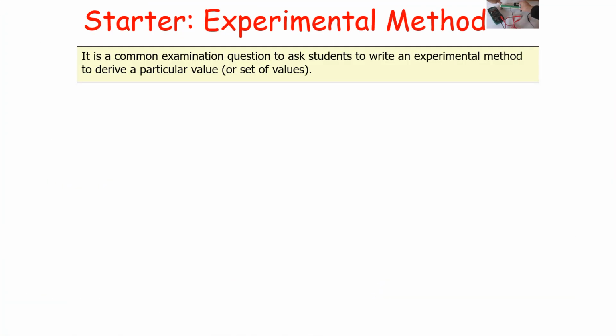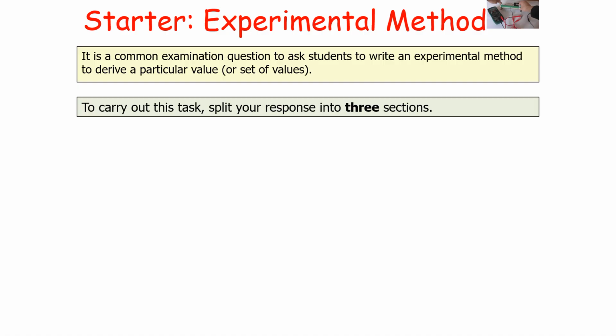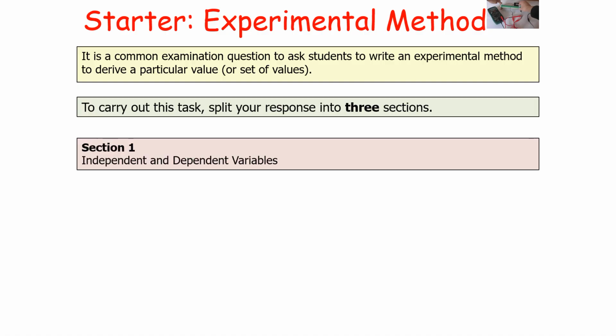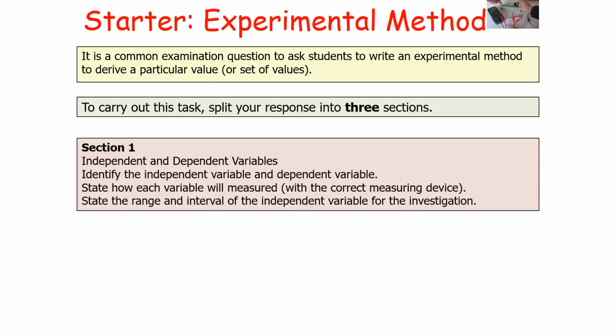Now it's a common exam question to ask students to write an experimental method or to derive a particular value. To carry out this task, you should split your response into three sections. The first section is looking at the independent and dependent variables. You should be identifying the independent variable and the dependent variable, state how each variable will be measured with the correct measuring device, and then state the range and interval of the independent variable for this investigation.